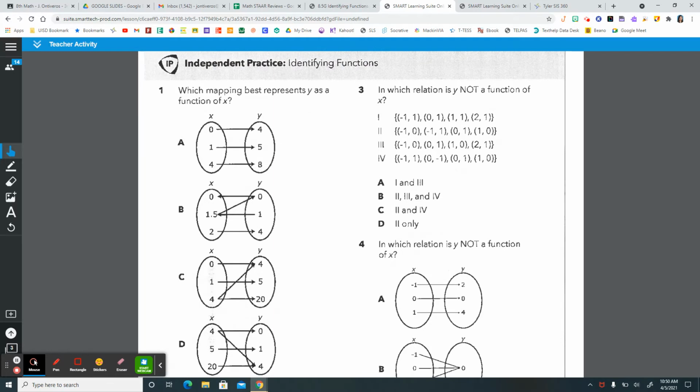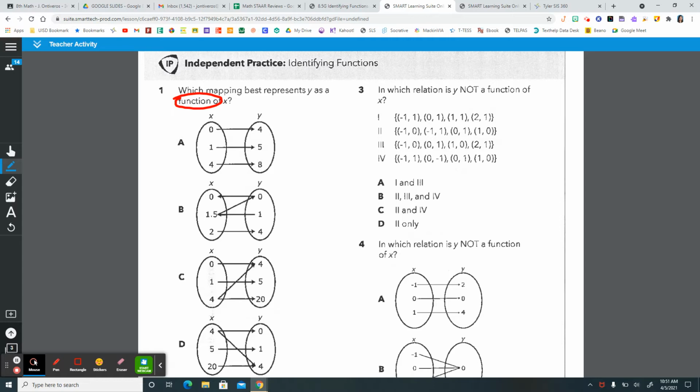Okay, guys, so for number one, I'm going to cover functions today. It says, which mapping best represents y as a function of x? So here I'm looking for a function. And I can easily see which one is a function if we do this method.